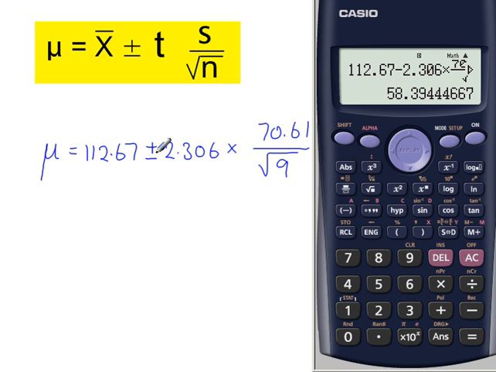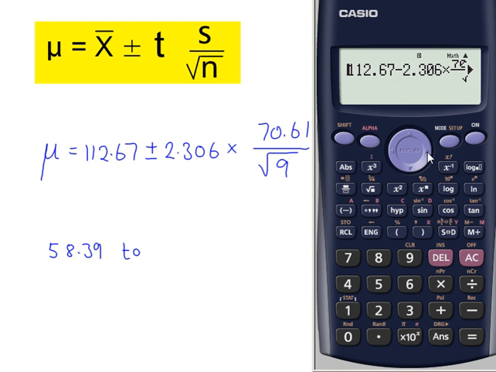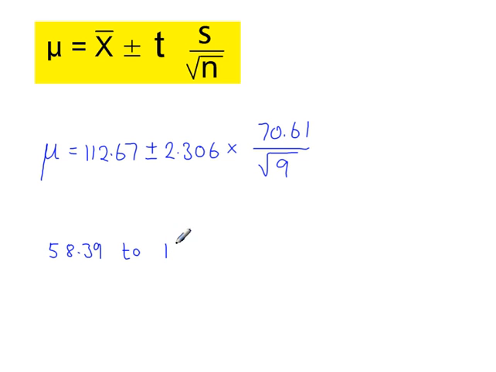So the lower confidence limit, using the minus, is 58.39. And the upper limit, 166.9.